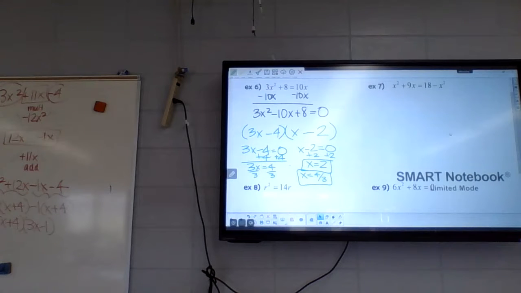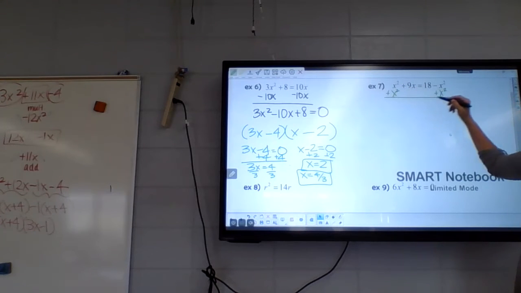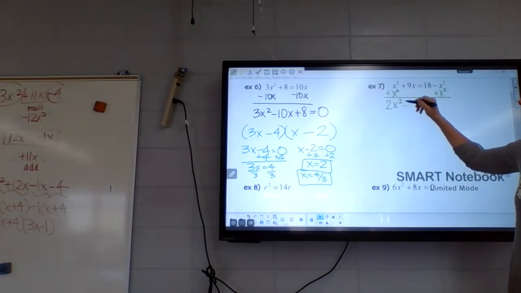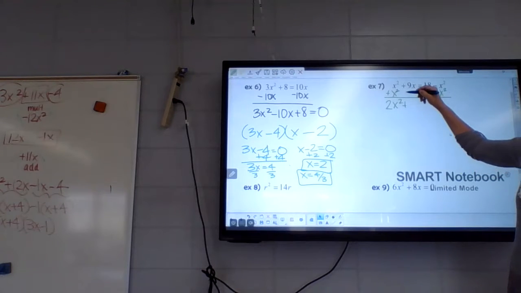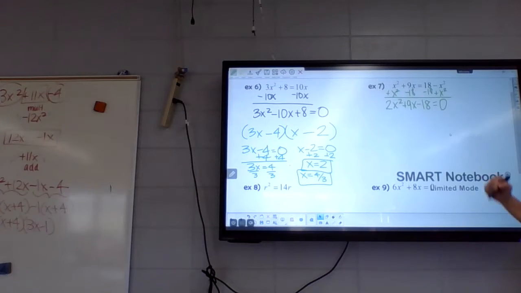Still not good. All right, let's make it equal 0 first. Oops, I'll move this 18 right away. All right, so in this one, I have 2x squared plus 9x minus 18. Again, I put it in the standard form, so in order of highest power down to lowest.